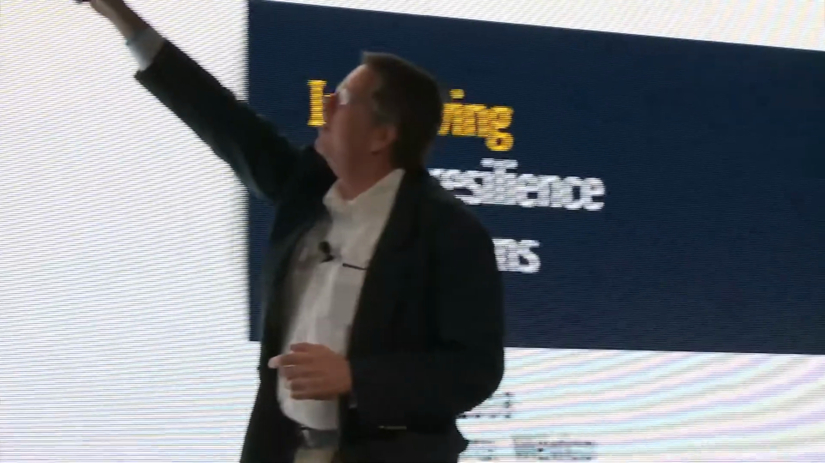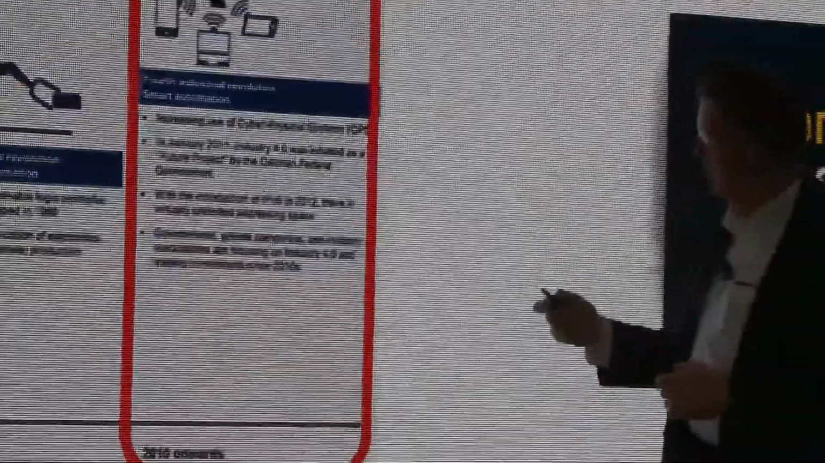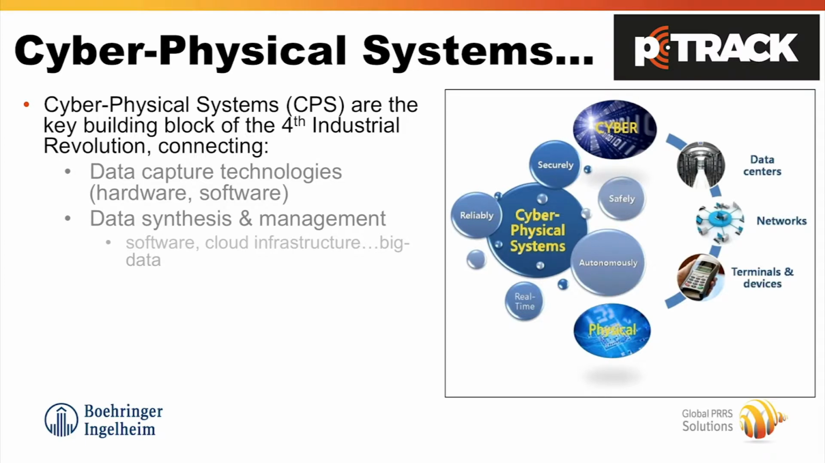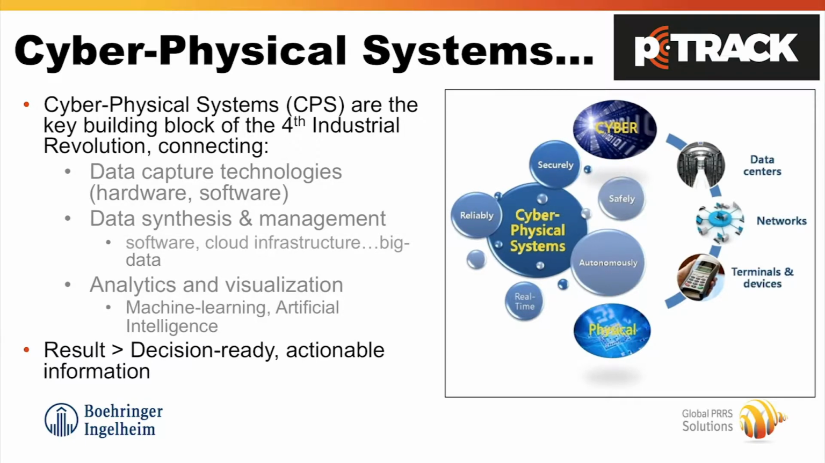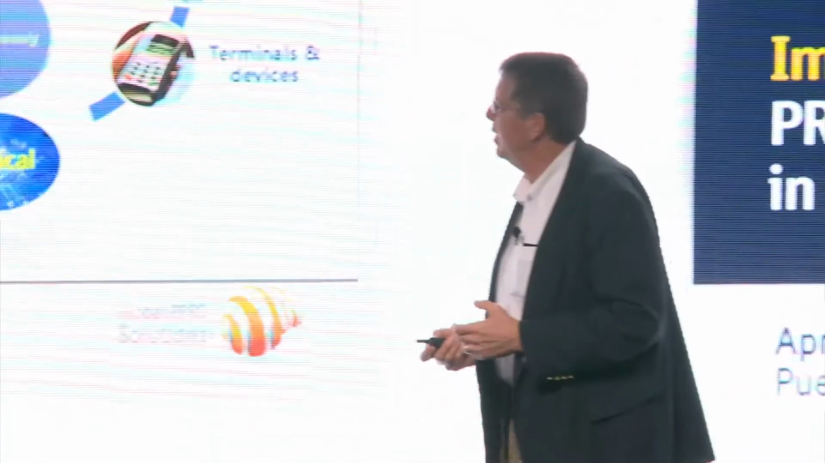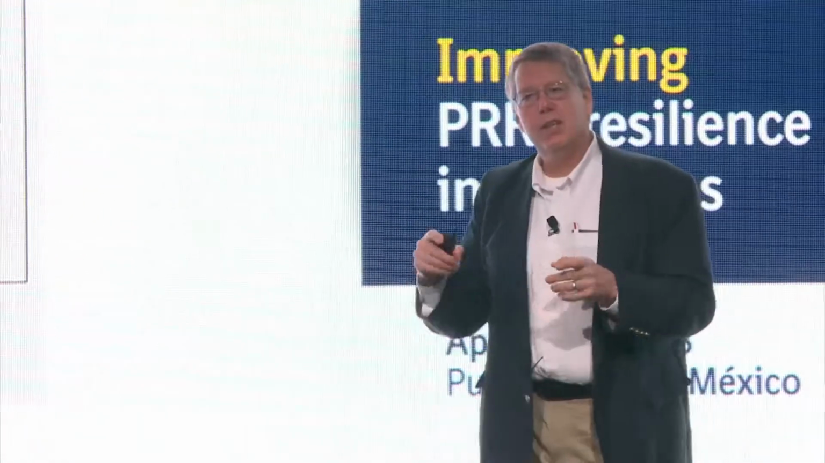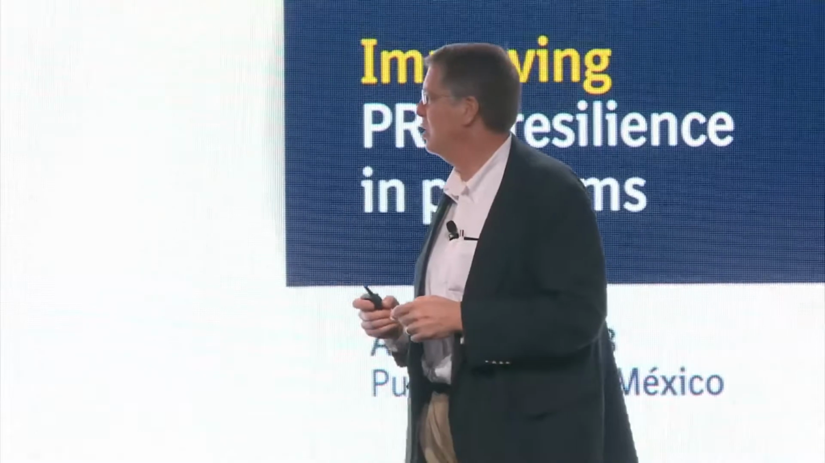And you see up here, under fourth revolution, is a term called cyber-physical systems. Cyber-physical systems are the key building block to the fourth industrial revolution. They involve things like data capture technologies, which are made up of hardware and software combinations, data synthesis and management approaches, which are software, cloud infrastructure, big data based analytics and visualization, which includes things like machine learning and artificial intelligence. But all of that is intended to generate results that give you decision-ready, actionable information.